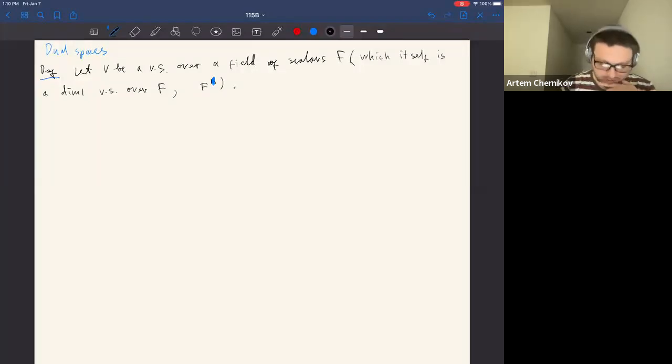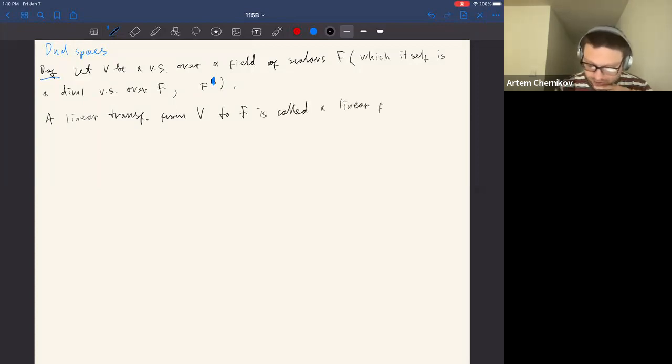So we can then consider a linear transformation from V to F, which is called a linear functional on V. Okay. So it's just a special case of linear transformations which go from V to its field of scalars. All right. Such special linear transformations are very important in various branches of mathematics.